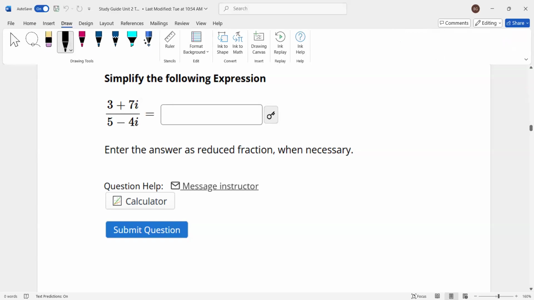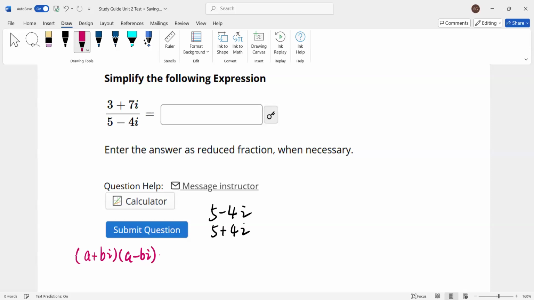Denominator is 5 minus 4i. Its conjugate is 5 plus 4i. We have a formula that applies in this problem. If we have 2 complex numbers that are conjugates of each other, a plus bi times a minus bi, then the product of the 2 complex numbers is a real, non-imaginary number without the i. The result is a squared plus b squared.